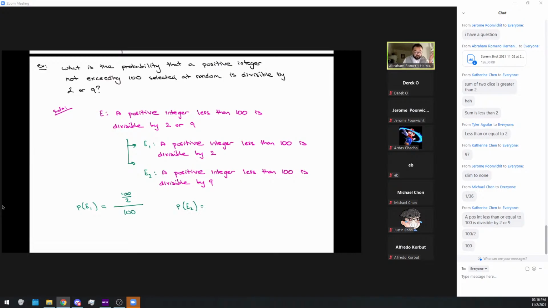What about P of E sub 2? So what if we're interested in finding all the positive integers less than 100, but divisible by 9? What do we do?